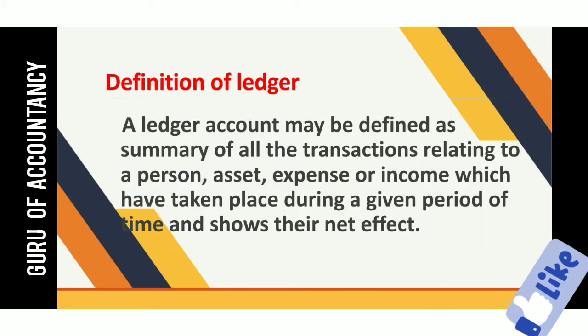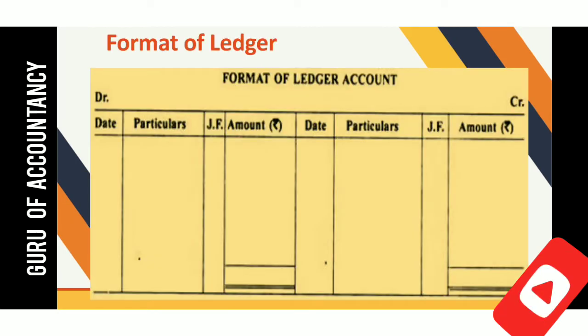Let us see the definition of ledger. A ledger account may be defined as summary of all the transactions relating to a person, asset, expense or income which have taken place during a given period of time and shows their net effect. So in ledger we have to open account. Now what is account? Account is a summary of similar type of transactions.